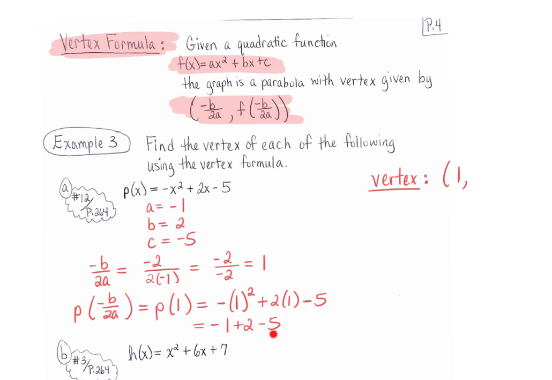Negative 1 minus 5 is negative 6. Negative 6 plus 2 is what? -4. Good. So our vertex is 1, negative 4. That's our vertex. Our vertex is 1, negative 4.